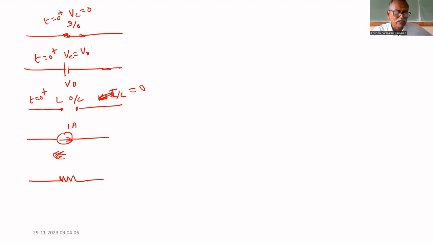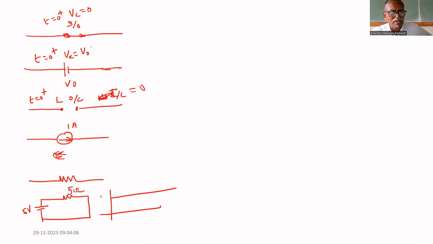If you give 5 volt, suppose I am having a circuit like this. Voltage applied is 5 volt. If you plot, 5 ohm, 1 ampere always, 1 ampere. No transient, always steady state, if it is a resistor alone.